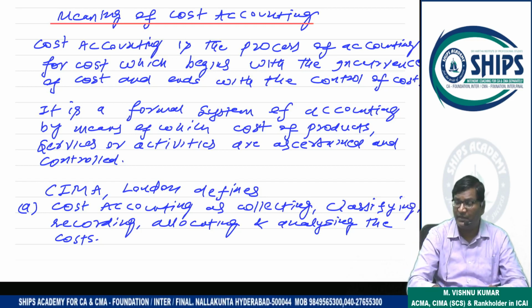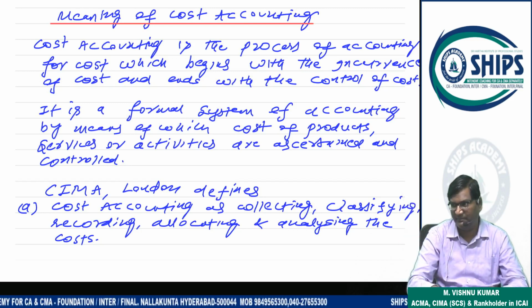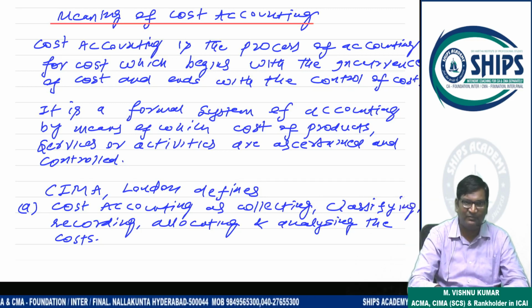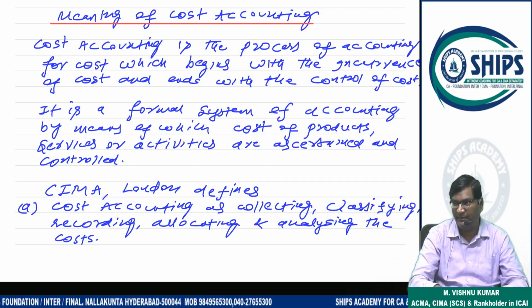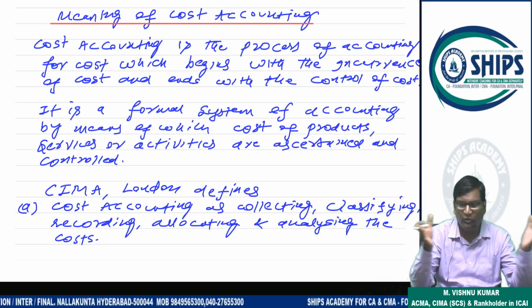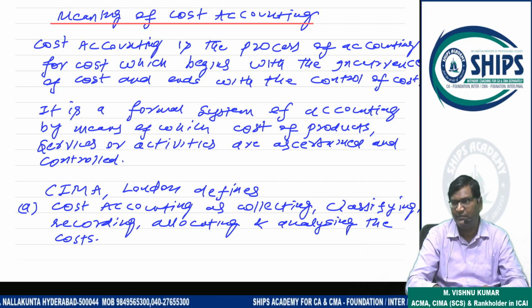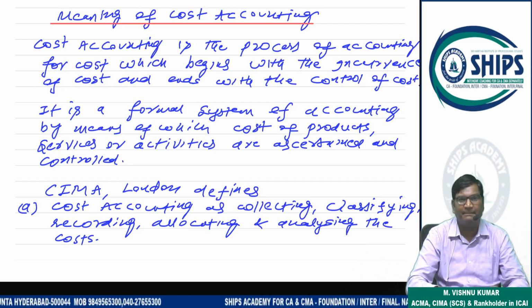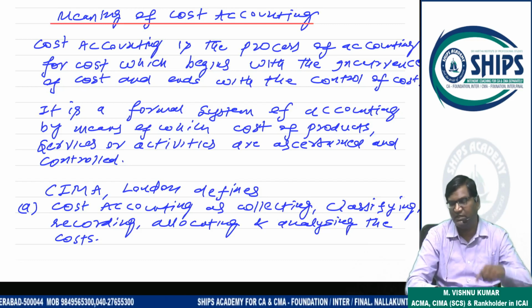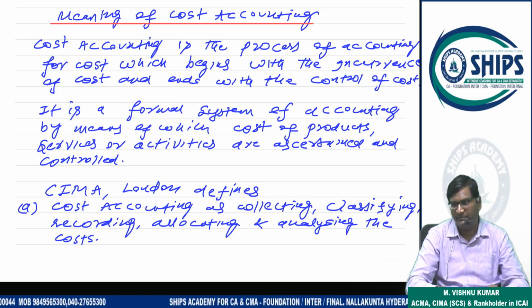Revenue will come from the selling and distribution department, because they will sell. Marketing and distribution department. So from the production department only cost is there. So what data is available in the production department? Cost data. So that is called a cost center. Okay.